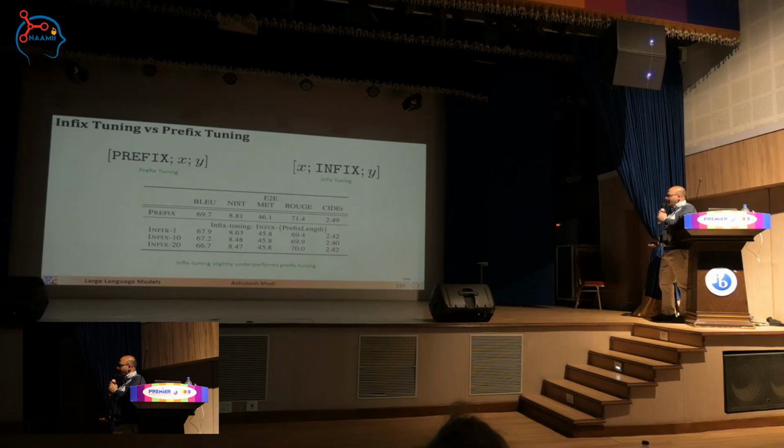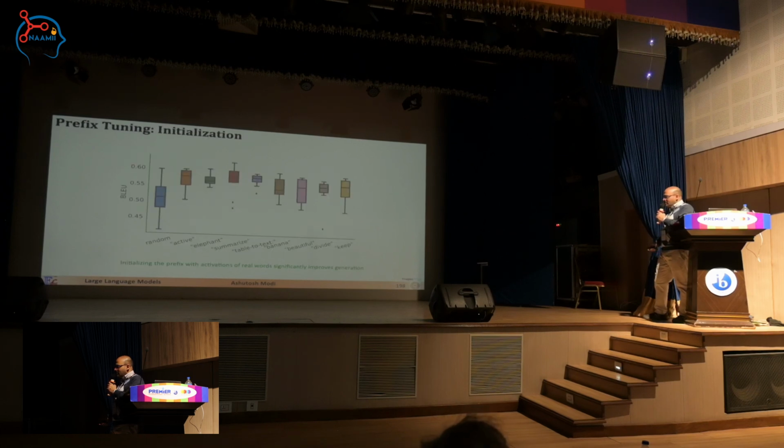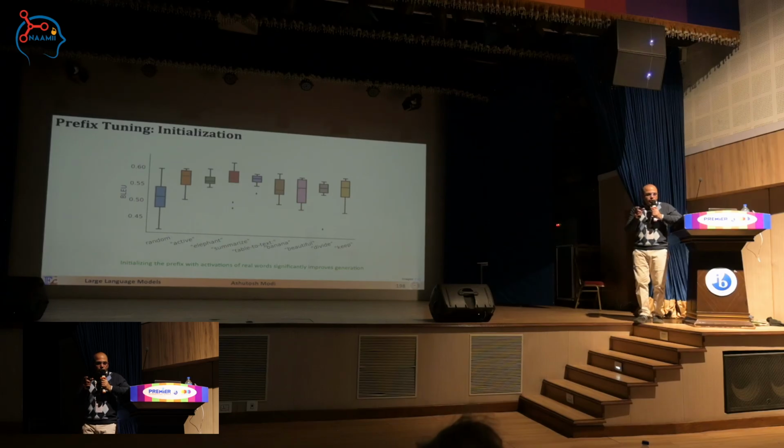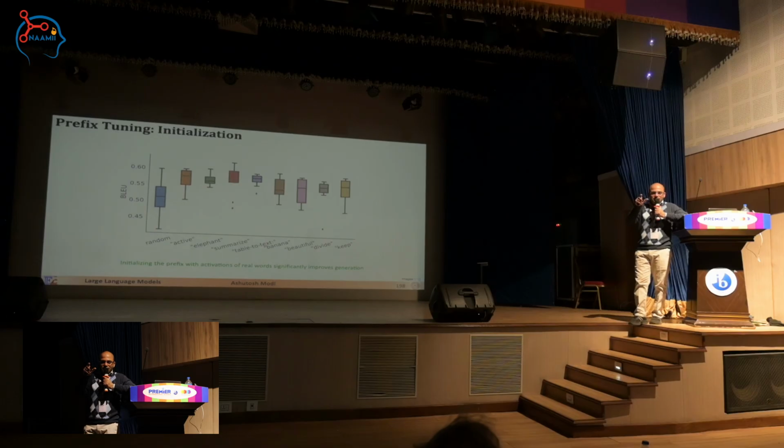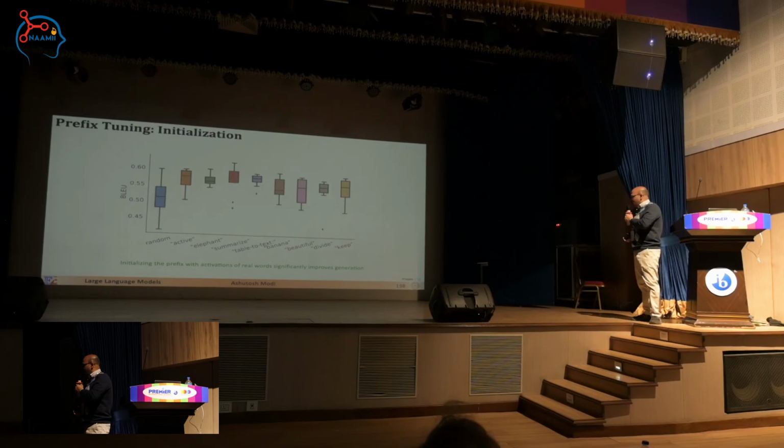You can also try different kinds of things, like you can apply prefix, you can apply infix, but in general prefix works better than infix. Another thing is that these prefix vectors are randomly initialized, but you can be smart about it. You can initialize them with the embedding of a word which is related to the task. Suppose you want to do summarization, if you initialize with the embedding of the word summarize, then the performance is much better. That's what has been observed.